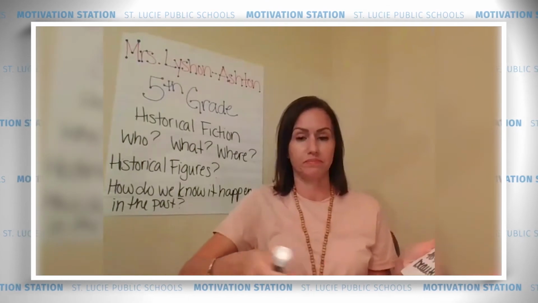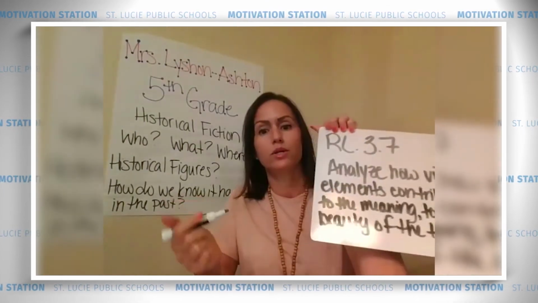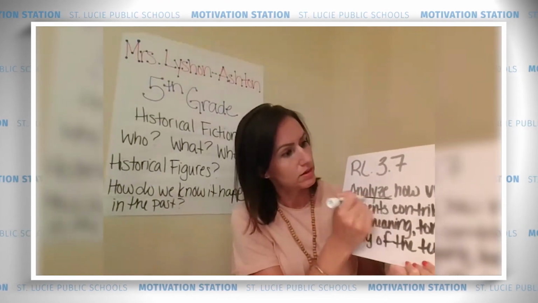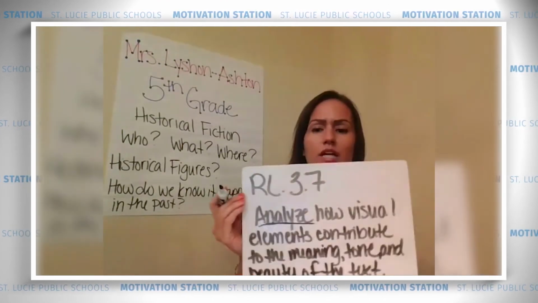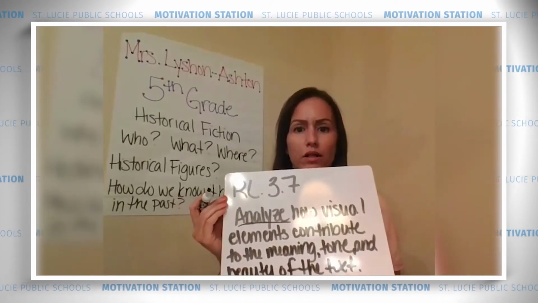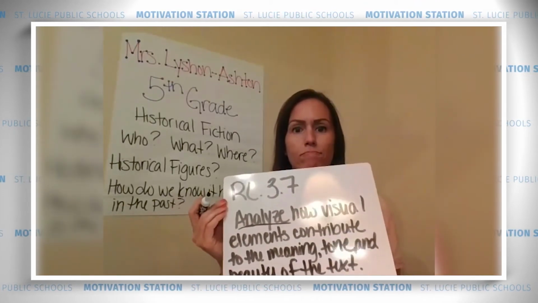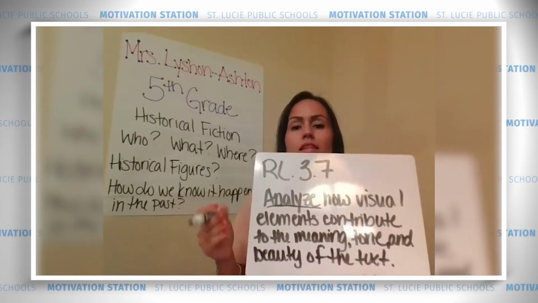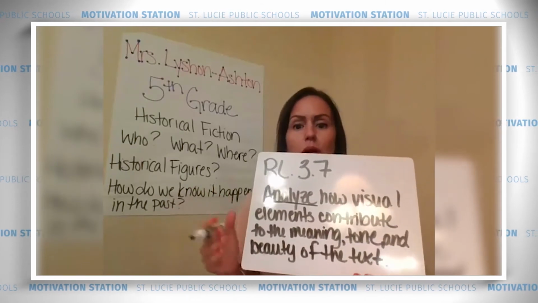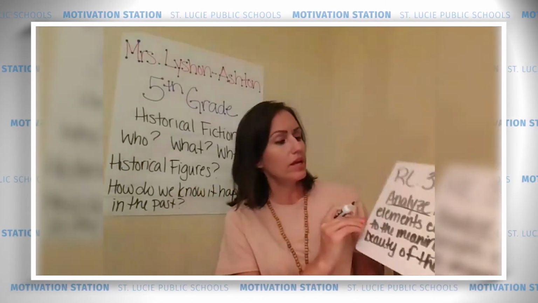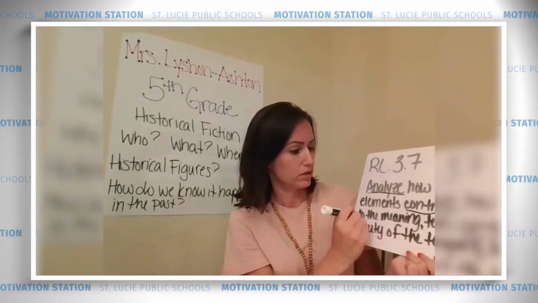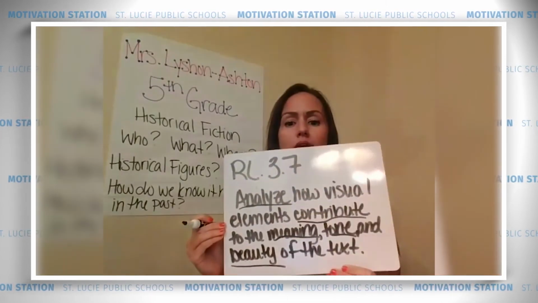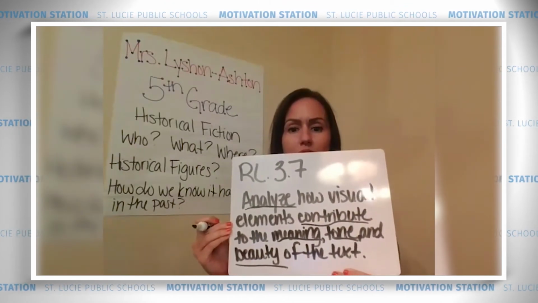So let's look at this. Let me get my marker. So we are going to analyze how visual elements. So if we're reading a text, what are visual elements? Good. Pictures, drawings, anything in the text that is a visual. It is not words, but it's something you can look at. And how do they contribute to the meaning, tone, and beauty of the text? So how do they contribute to the meaning, tone, and beauty of the text?